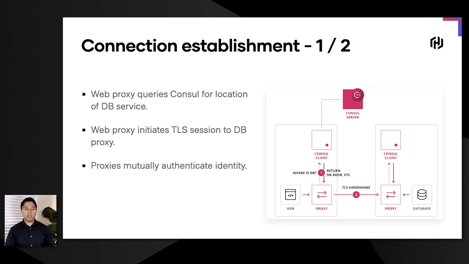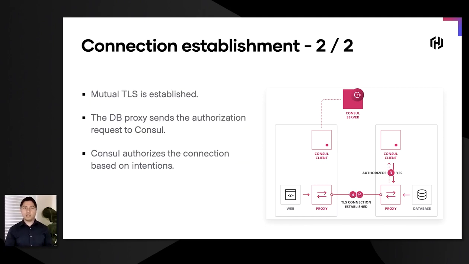How this works under the hood is when the web service wants to reach out and talk to DB, it sends that request through its local proxy. That proxy then does a lookup for the destination proxy address and then connects to the database proxy. They initiate a TLS session between them and mutually authenticate that they are signed from a trusted certificate authority. Once that session is established, then the database proxy sends an authorization request to Consul, verifying whether or not the connection should be allowed. This then relies on these configured intentions to allow or deny that traffic.